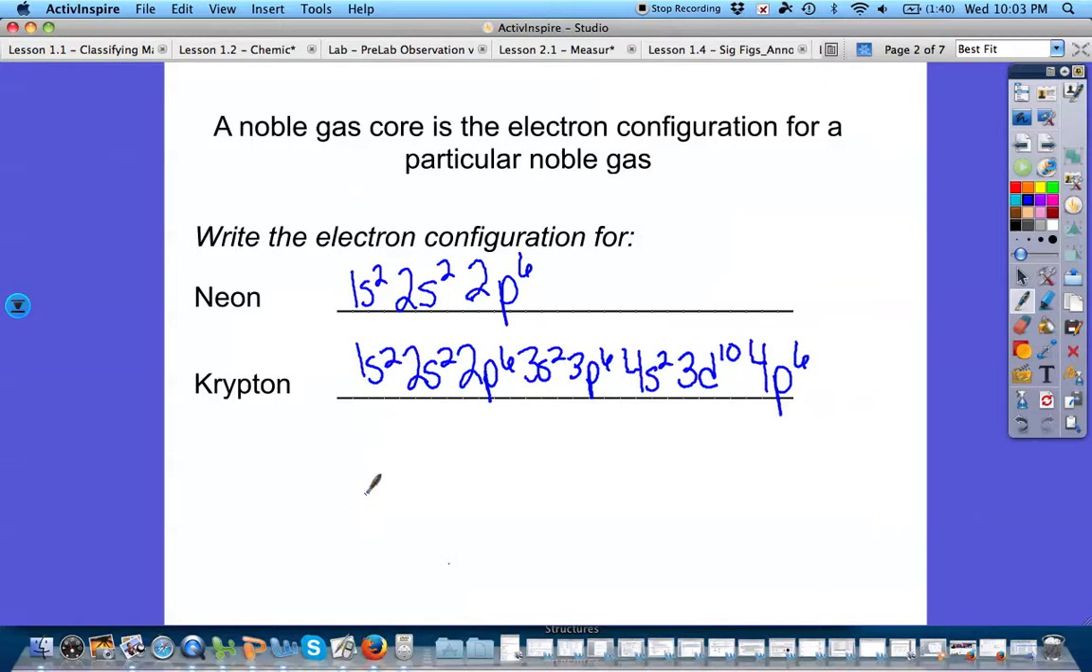Notice that both of these end in an energy level and then p6. So unless it's helium, it's always going to end this way: some energy level and then p6, since it's in the far right column.